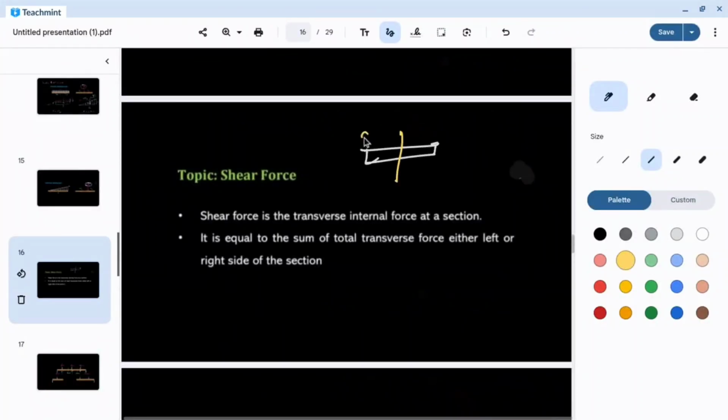Whatever the shear force on the left side will be equal to the shear force on the right side. Whatever the bending moment on the left side will be equal to the bending moment on the right side. What is the equilibrium, the balance condition? Whether it is shear force or bending moment, on the left side of every section it will be equal to the right side of that section.